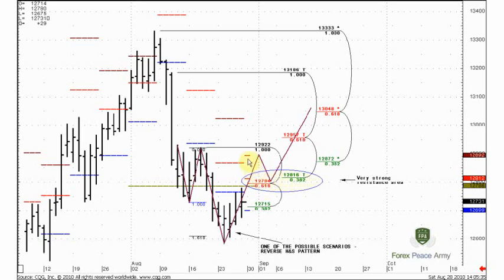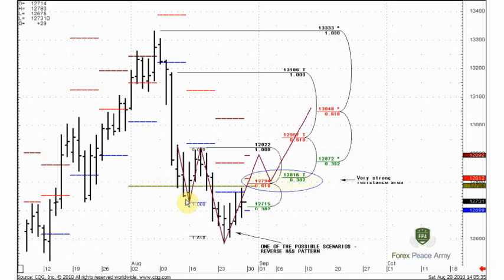So the next resistance is 128.72 and 128.92. This is the weekly pivot resistance 2, very deep resistance, and the 382 resistance from this high to this low, from the whole swing down.